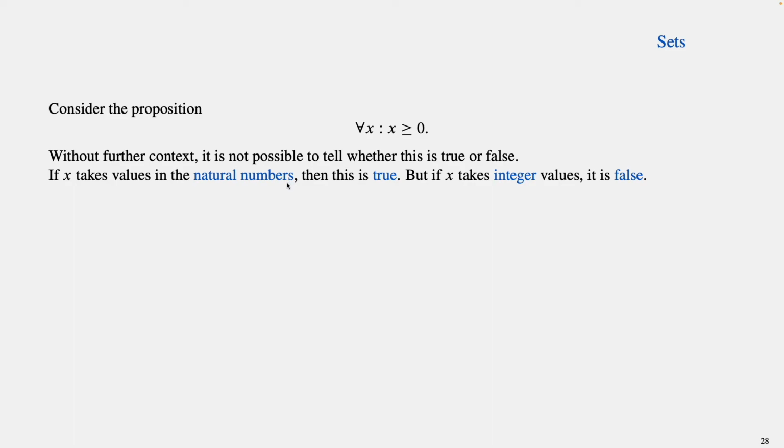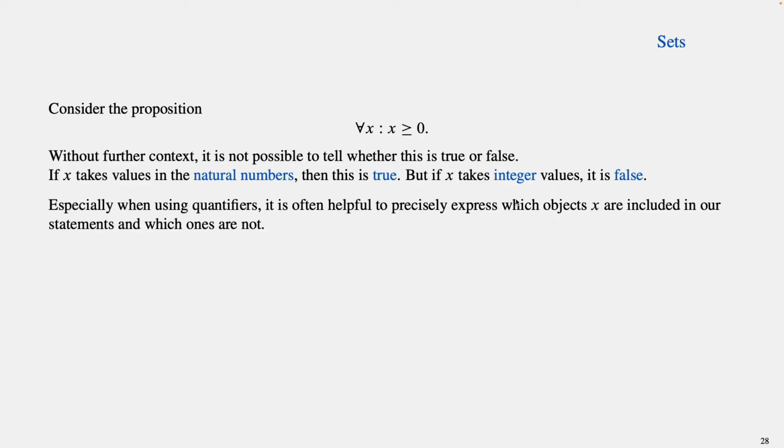So natural numbers being the numbers 0, 1, 2, 3, 4, 5, and so on. And the integers including also the negatives of these natural numbers. So for the integers, this would not be a true statement, but for the natural numbers, it is. And especially when using quantifiers, it is often helpful to precisely express which objects x are included in our statements and which ones are not.